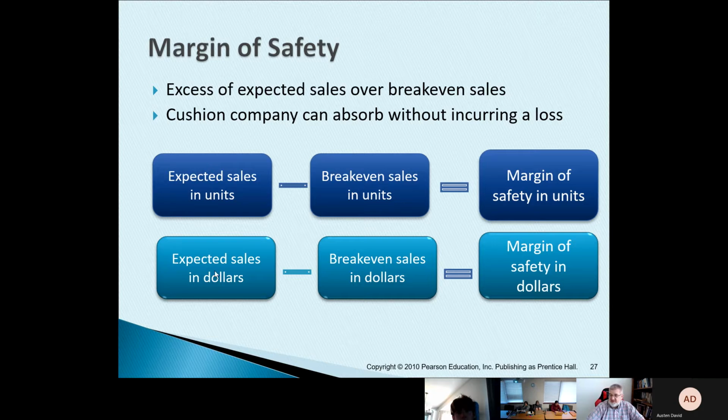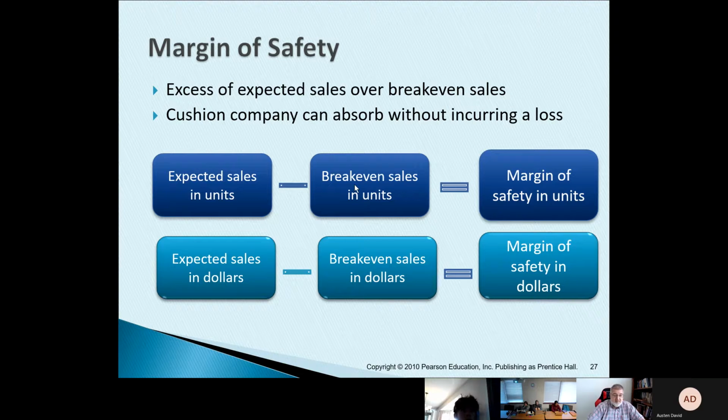You can also do it on a dollar side. You can take your expected sales in dollars minus your break-even point in dollars to give you a margin of safety in dollars. Pretty much the same calculation. It's just a matter of what are you using. Are you using units? Let's say this is tickets to a concert. I'm going to sell 1,000 tickets to a concert.